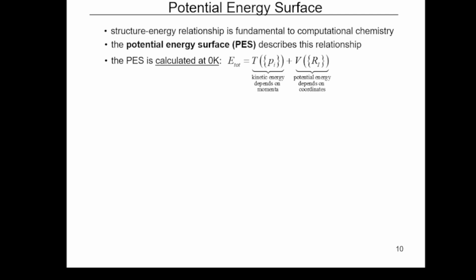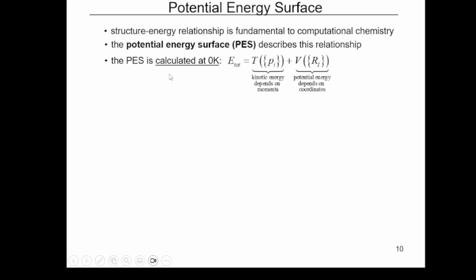Okay, now we can start our first formal topic, that is potential energy surface. Now, what is a potential energy surface? To understand this topic, you need to know that there are two things which are connected to one another. One is structure and the other one is energy. So the structure-energy relationship is going to deliver potential energy surface, and that is fundamental to computational chemistry. The potential energy surface describes the relationship between energy and structure.